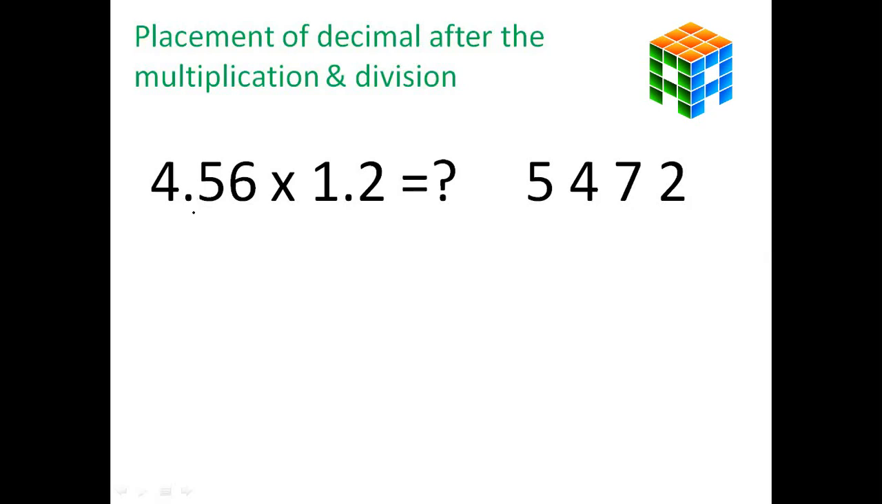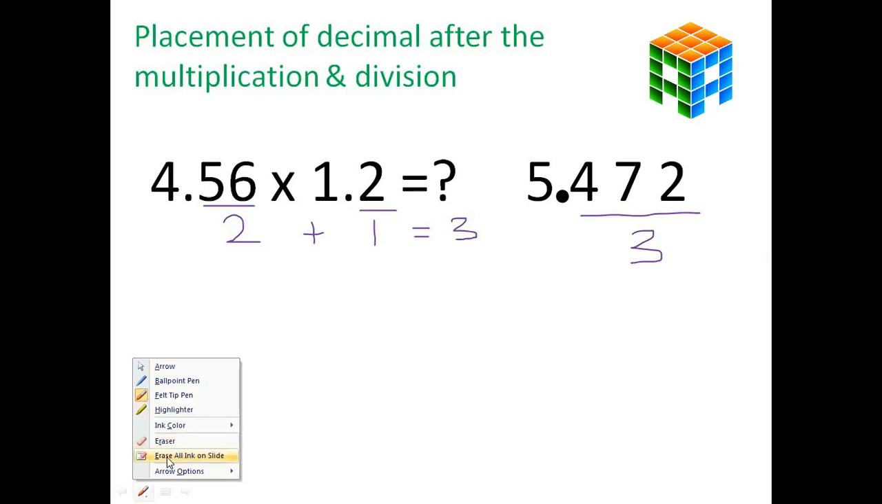After that, I will check in the question where the decimal is. In the first number, after 4 there is a decimal, so we have 2 digits after the decimal. You should check on the right side. In the second number we have only 1 digit after the decimal. For multiplication we must add these two numbers. 2 plus 1 is 3. So in the answer we must have 3 digits after the decimal. So we must place the decimal point between 5 and 4 so that we have 3 digits after the decimal.